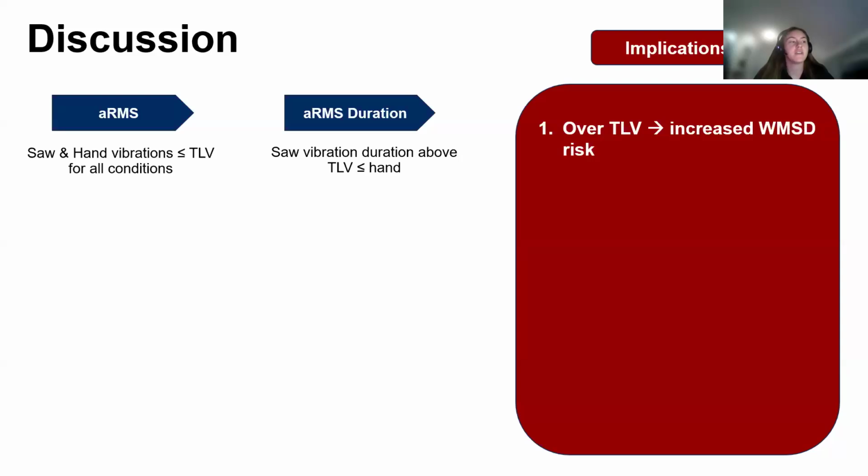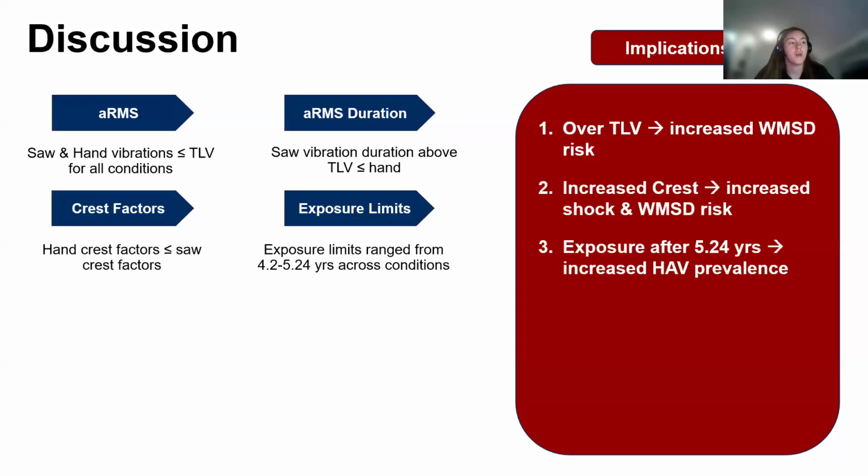So these TLVs highlight that when vibration exposures exceed the recommended limits, workers are at an increased risk for developing some WMSDs and some hand-arm vibration pathologies. When actually looking at the crest factors, hand values were found to be higher than the saw values. Like I said before, this is really indicative of some shocking and transient characteristics that are happening during cutting tasks.